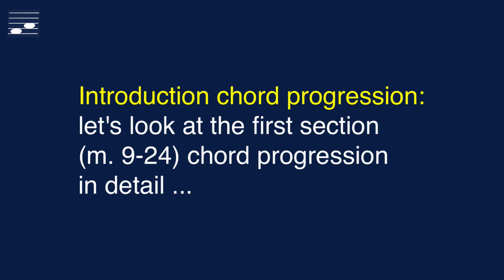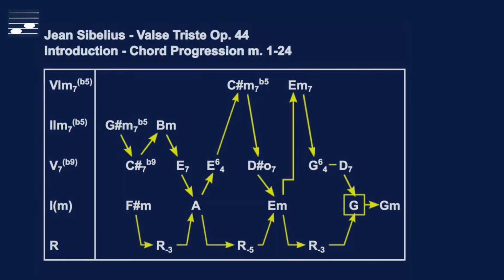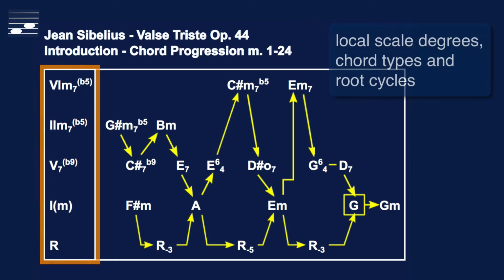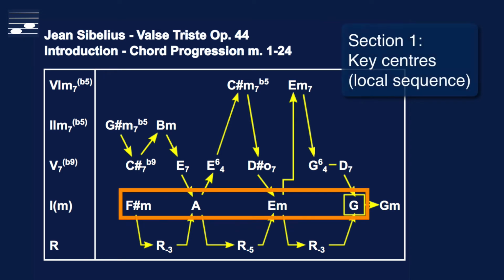Next, we will look in more detail at the first half of the global harmonic sequence. We will study the chord progression in the first section, measures 9 to 24. Again, we will use a diagram that shows the local scale degrees, chord types and root cycles, with generic labels shown on the left. The key centers of the first section are the four local tonics F sharp minor, A major, E minor and G major.